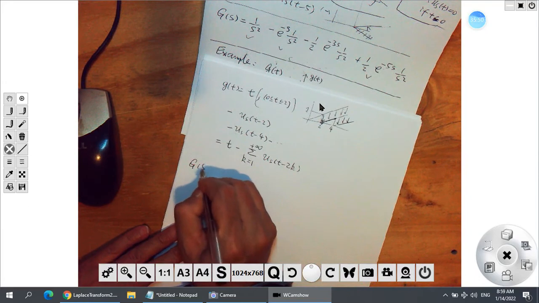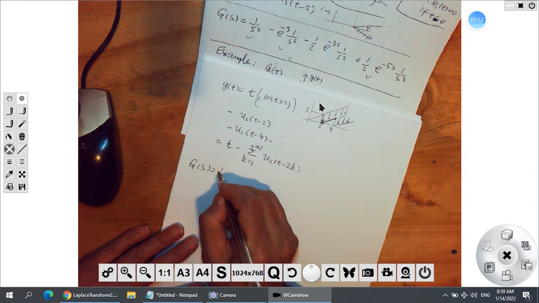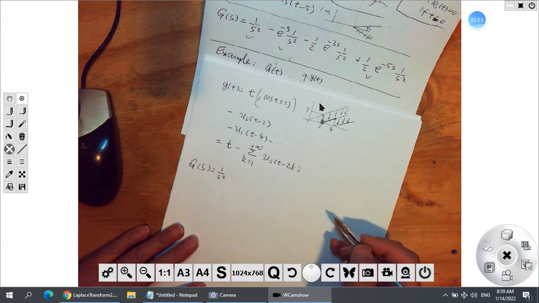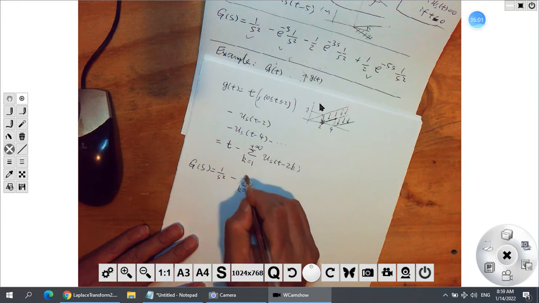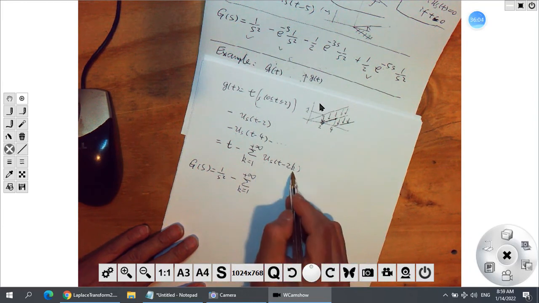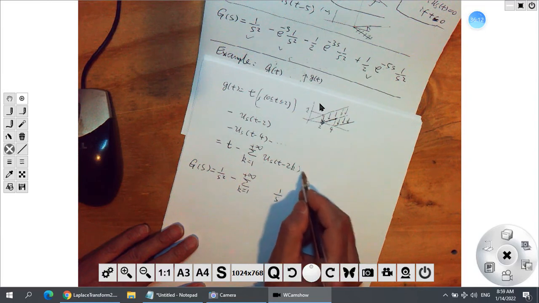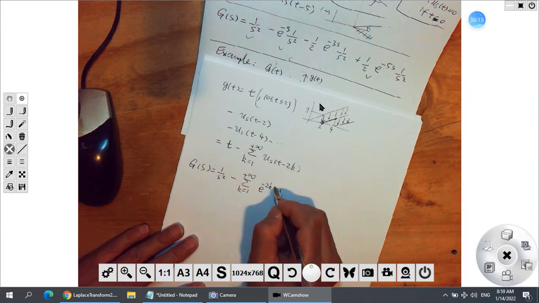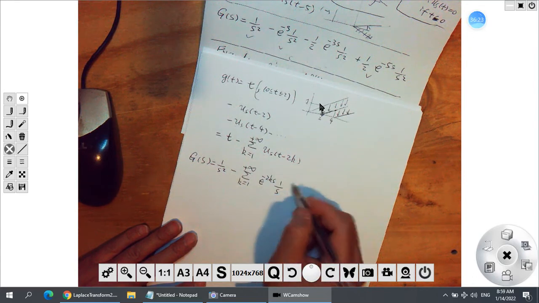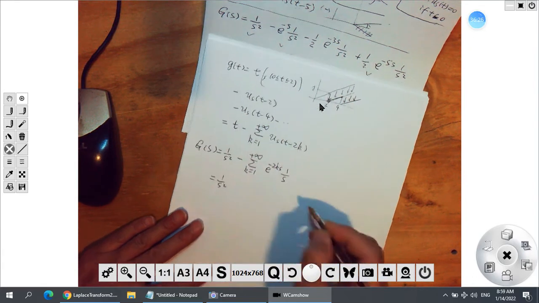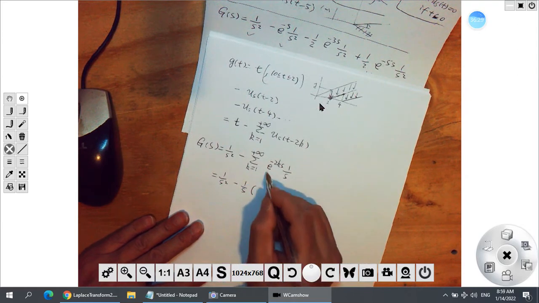Capital G of s is equal to, this is t, that is 1 over s squared after the Laplace transform. And then you still have infinite terms. This is a unit step shifted by 2k. A unit step gives you 1 over s, and shifted by 2k, you have e to the negative 2k s. Alright, you get it. To simplify, you can move this 1 over s to the front, since all the terms in the summation have 1 over s. So this is 1 over s squared minus 1 over s times the summation.